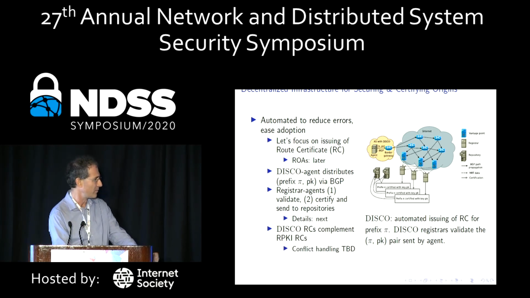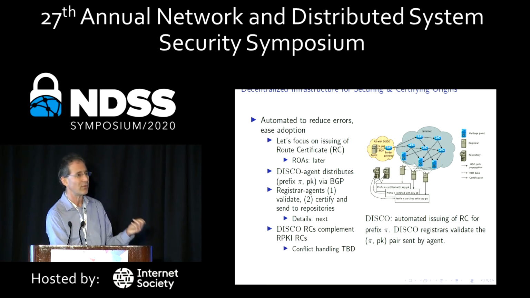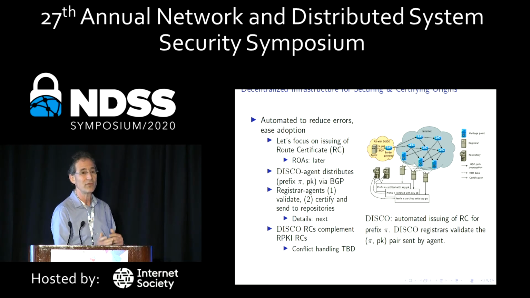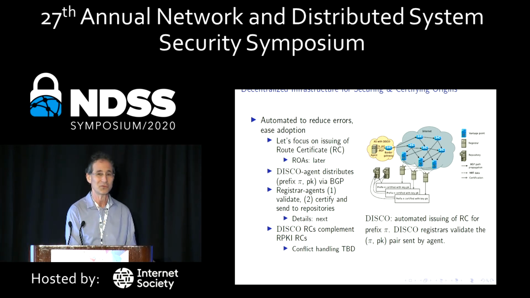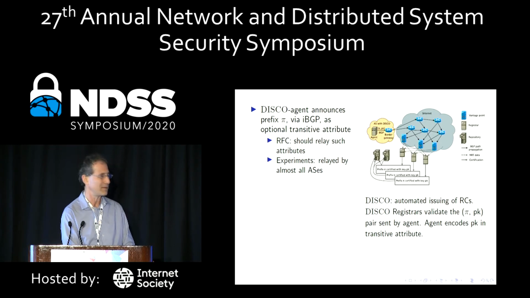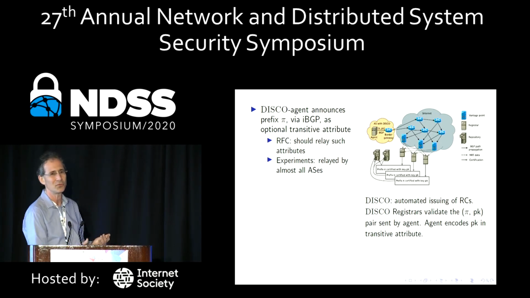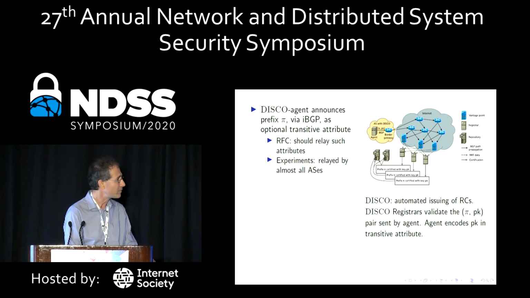And therefore, the DISCO's routing certificate will essentially complement the RPKI routing certificates. What do you do if you have a conflict between the two? That we didn't define, because those are different trade-offs. So that's a hard decision, and we didn't make that decision. But in any case, it gives you different benefits by doing that. Okay.